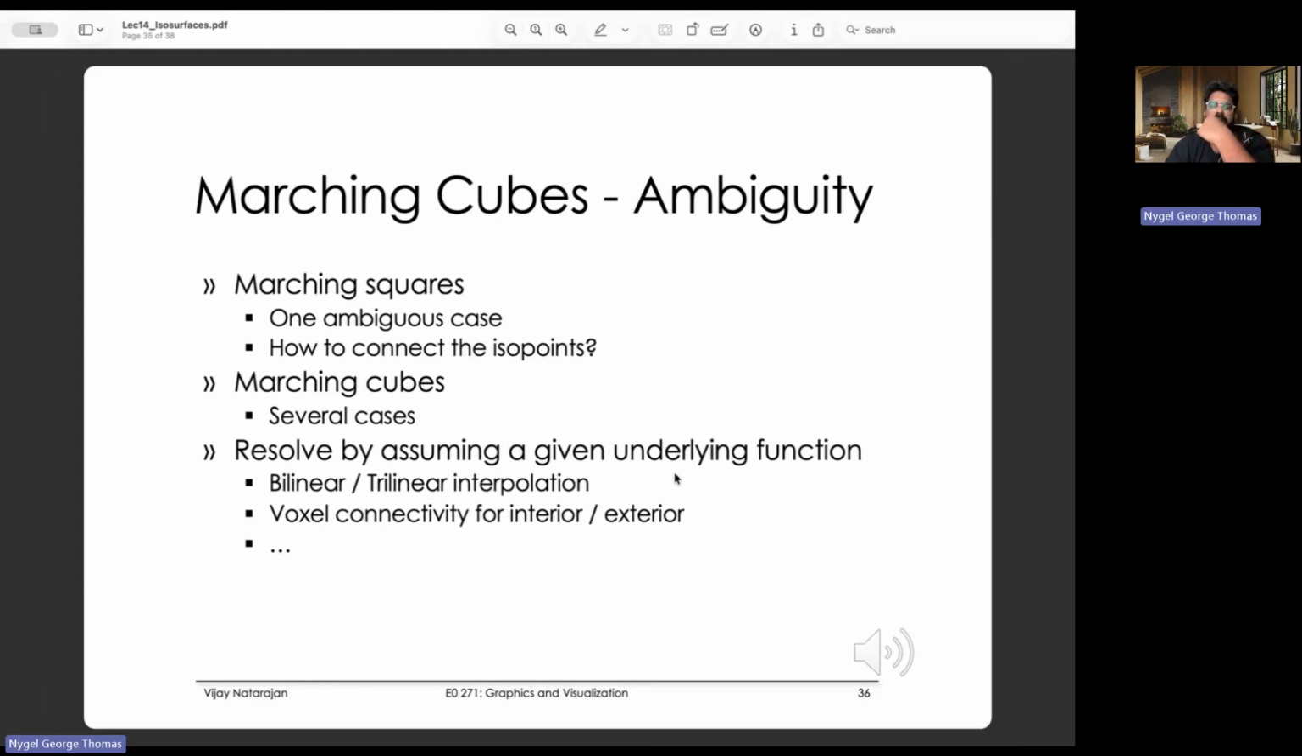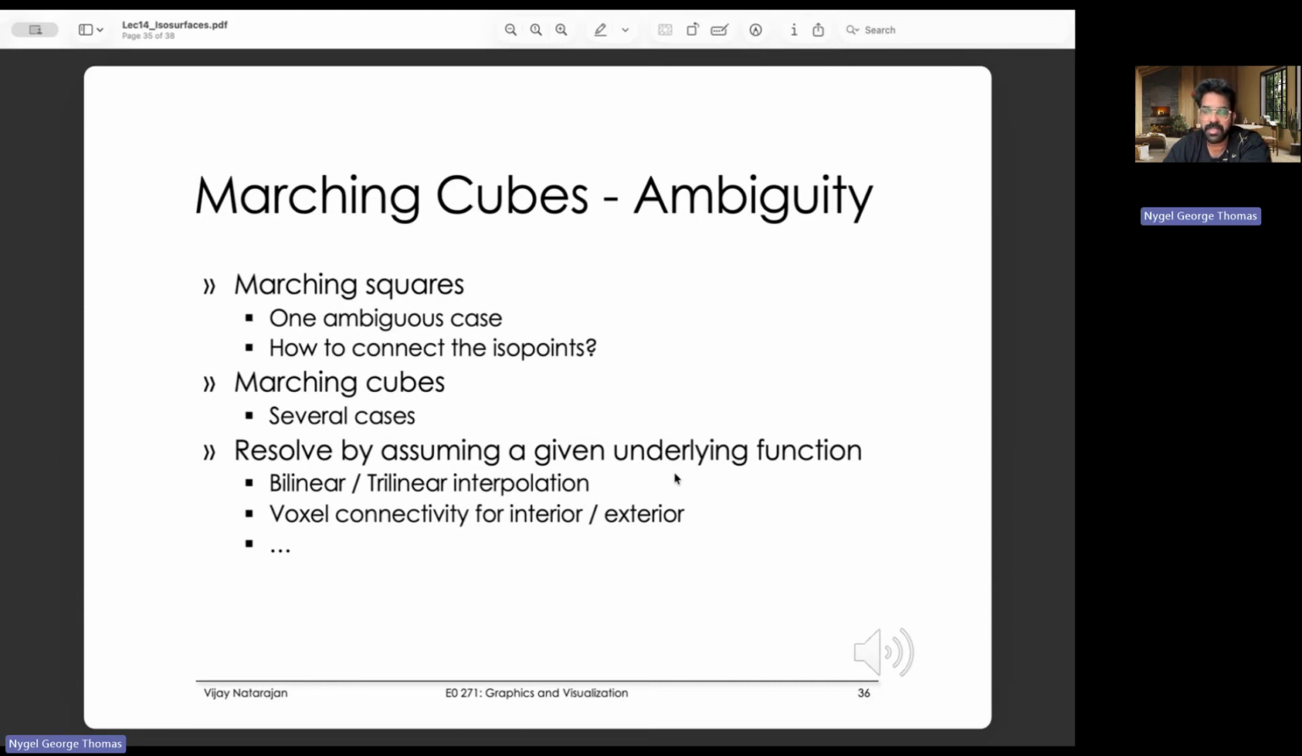So we looked at marching cubes ambiguity. For marching cubes, or even the 2D version of it known as marching squares, there is one ambiguous case. It arises because of the confusion on how to connect the iso points. We only have 4 iso points. How do we connect between them? So in marching cubes, we have several such cases. And how do we solve this?